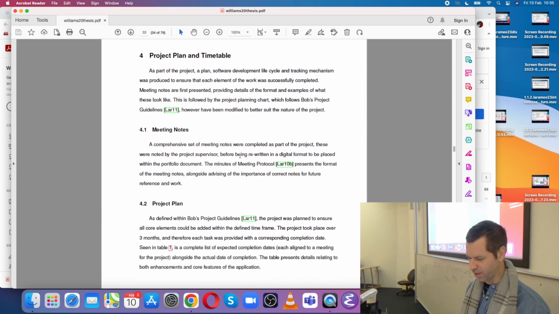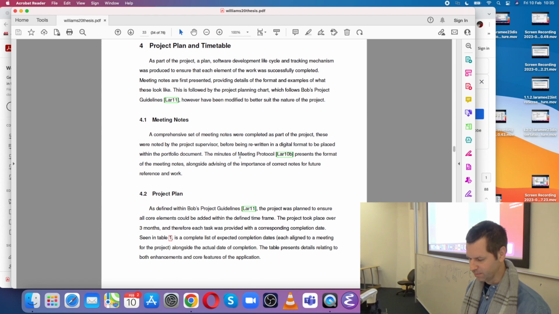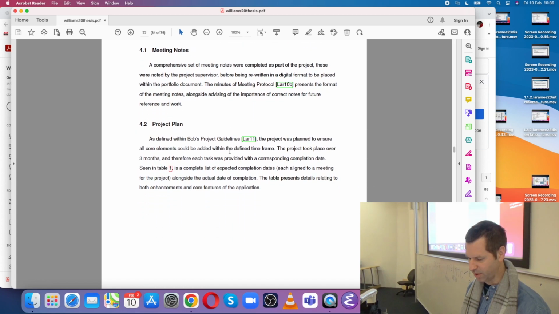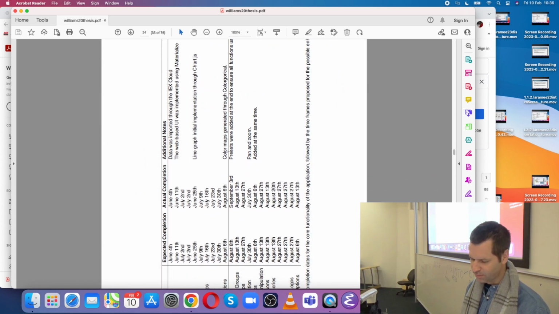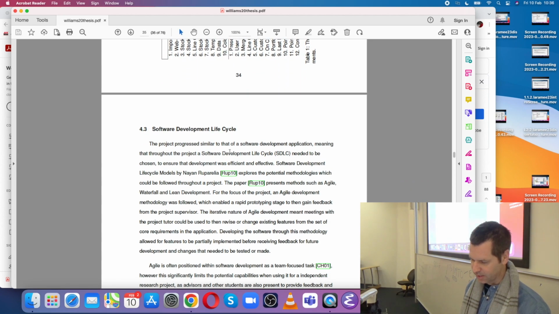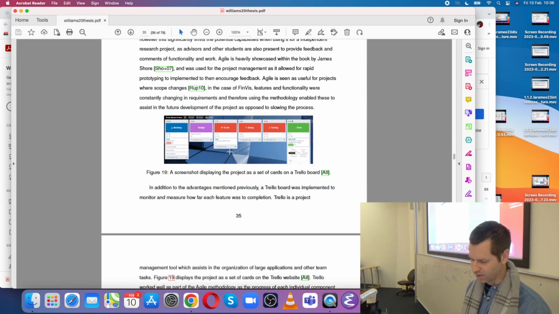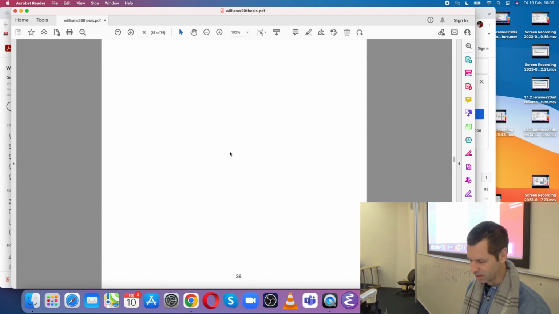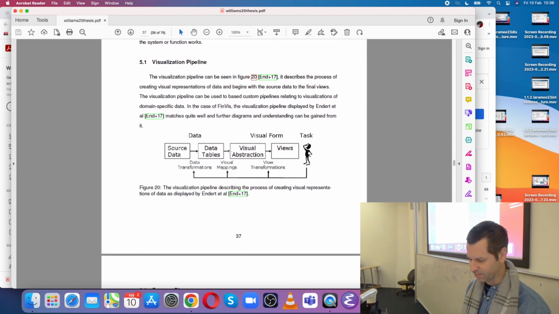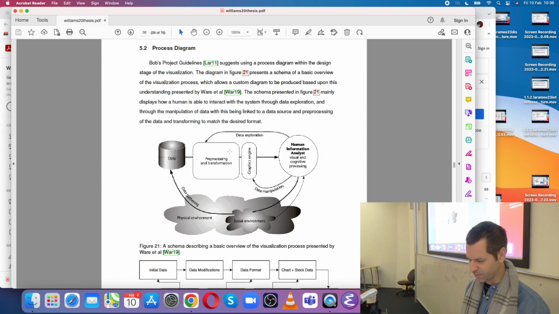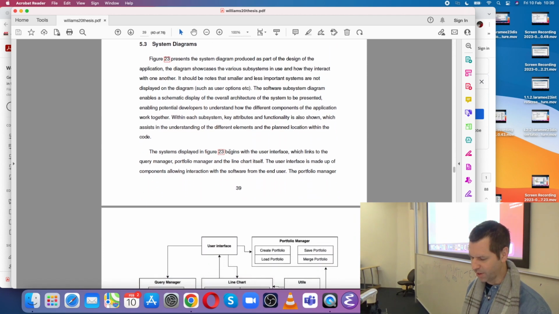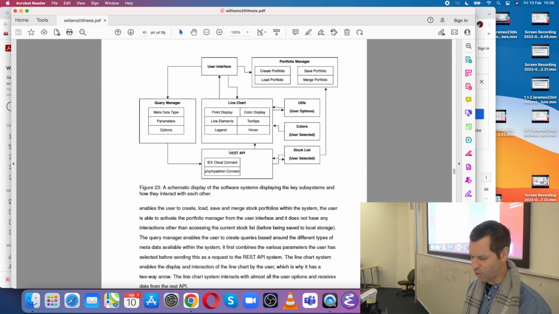There's a project plan and timetable, right? There's the minutes of meeting protocol, right? Project plan. There's the project plan, timetable. There's the software development process. The design of the software. Some more nice figures explaining the software. This is how the software is organized.